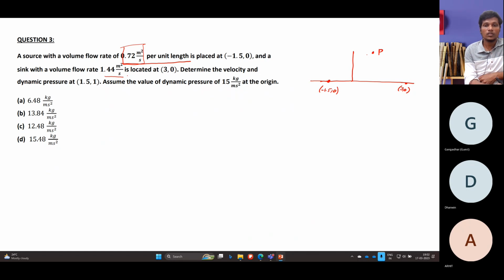Assume the dynamic pressure at the origin. The dynamic pressure at origin is given as 15 kg per meter second square. So we need to find out the dynamic pressure at this location, and we have the dynamic pressure at origin, and we also have the source and sink flow. To understand this question completely, one needs to clearly place the source and sink flow on a graph like this.